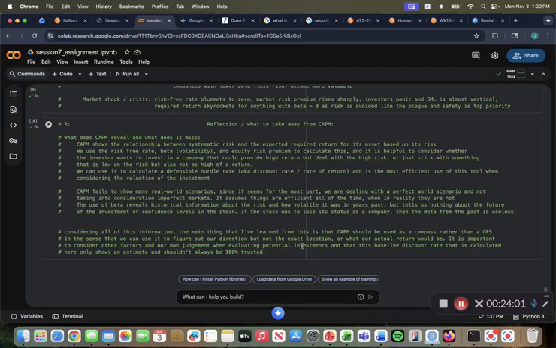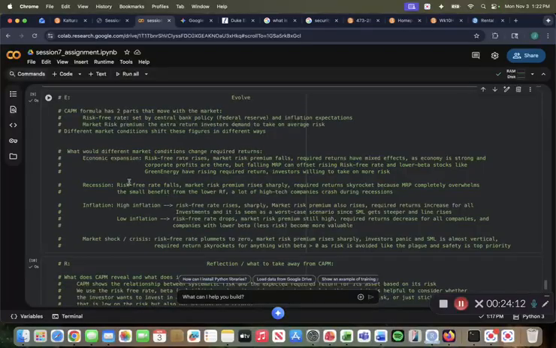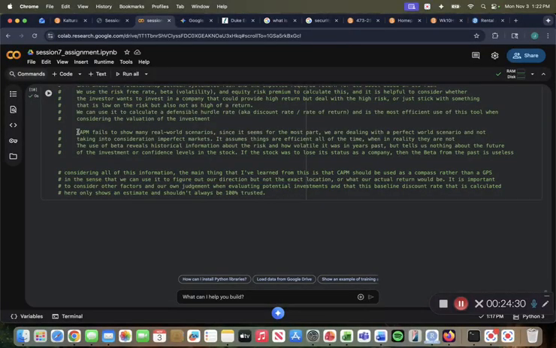And then what CAPM fails to show is real-world scenarios, because like we talked about already, it seems like it's dealing with a perfect world. And then back in the evolve stage, we explored what would happen in different market conditions, like an expansion, a recession, a shock, or a crisis, and how inflation changes these numbers. So CAPM just deals with a perfect world, with no changing conditions that could impact businesses one way or the other. And it assumes things are efficient all the time, when in reality they're not.